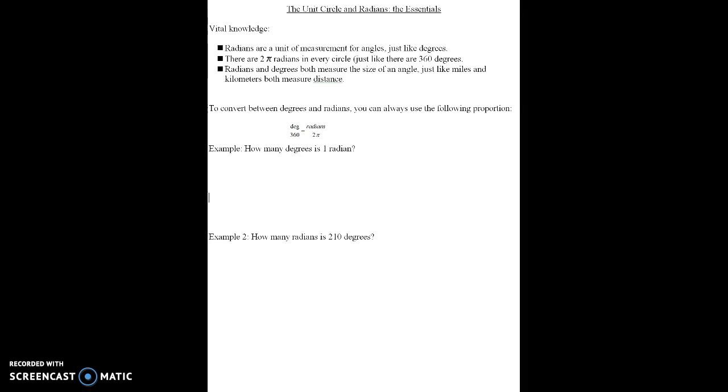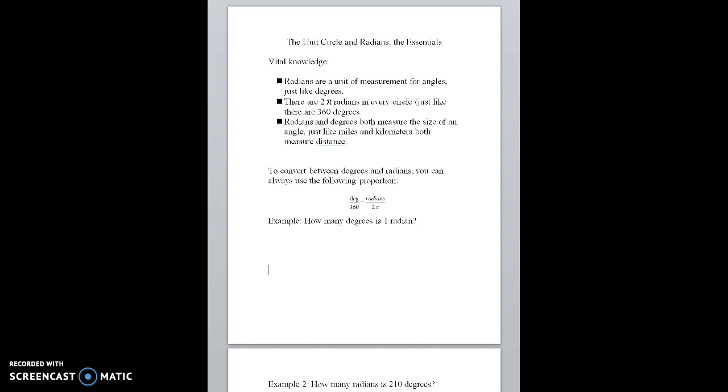Radians are a unit of measurement for angles, just like degrees. So there are 2 pi radians in every circle, just like there's 360 degrees in a circle. Radians and degrees both measure the size of an angle, just like miles and kilometers both measure distance. So they're just different units of measurements. To convert between degrees and radians, you can always use the following proportion, which is right here. The number of degrees over 360 equals the number of radians over 2 pi.